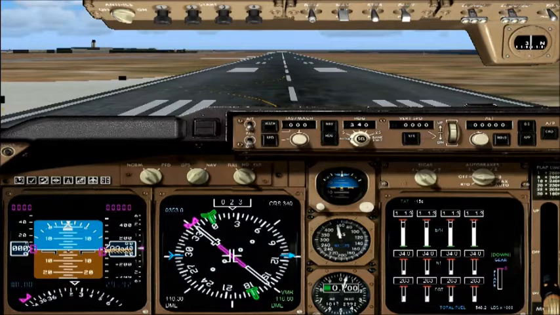380 Heavy is cleared to Kuala Lumpur Airport as filed. Airbus 380 cleared to take off.